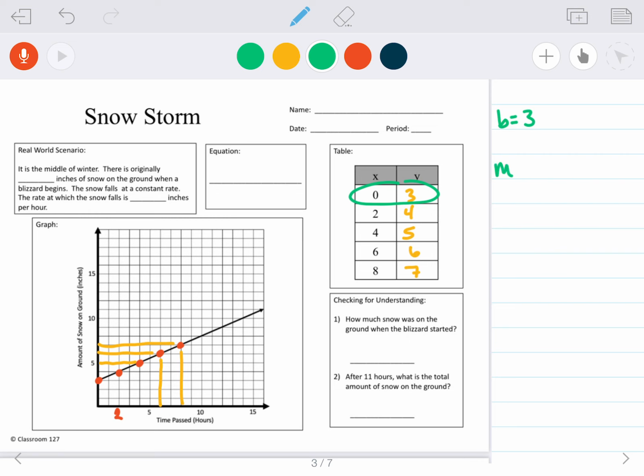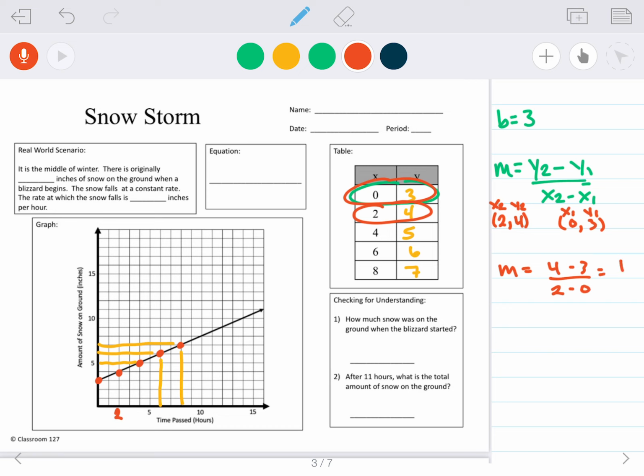So again, slope is y minus y over x minus x. And just to keep things simple, I'll again pick the first two points. I'll write it up here: 2, 4 is x2, y2, and then 0, 3 is x1, y1. Using my slope formula, I get 4 minus 3 over 2 minus 0, which is 1 over 2.